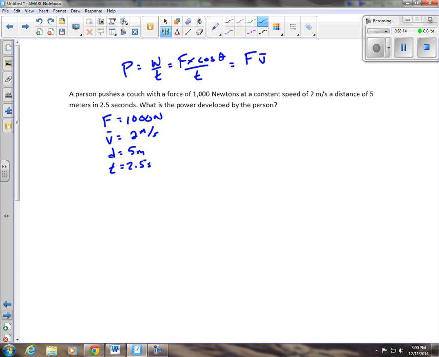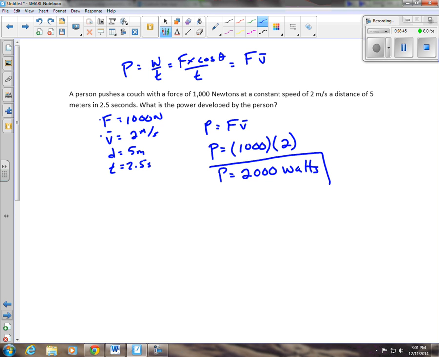The easiest way, since I have force and average velocity, is that power is force times average velocity. There's no cosine theta in this because if you're pushing the couch, it's going to go in the same direction you're pushing it, so I don't have to worry about any weird angles. So my power is force, which is 1,000, times my velocity, which is 2, and that gives me a power of 2,000 watts. There's a lot of extra information that we probably didn't need. So that's power. I think you're going to find it's pretty easy.